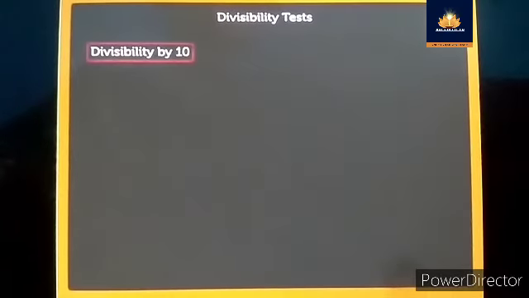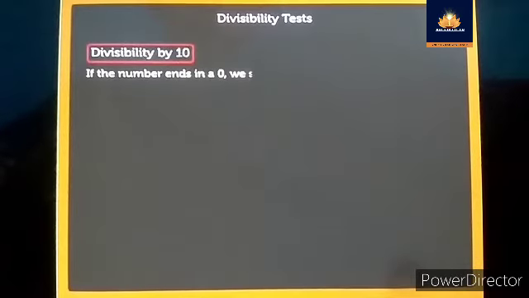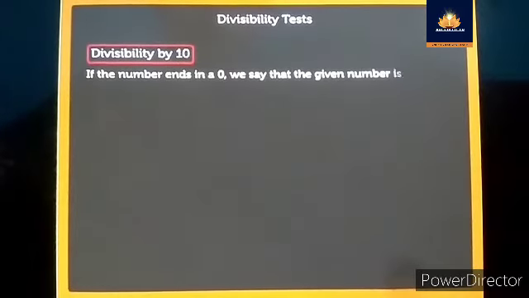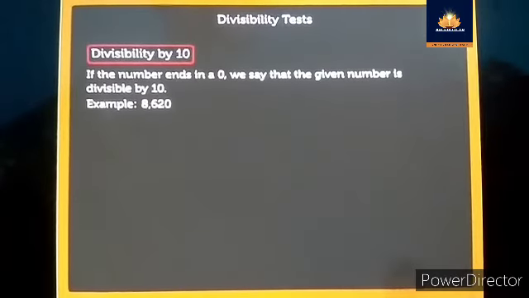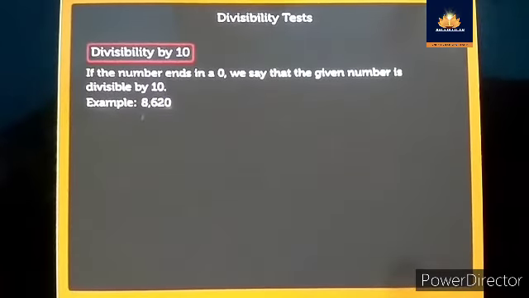Divisibility by 10. If the number ends in a 0, we say that the given number is divisible by 10. For example, 8,620 ends in 0, thus it is divisible by 10.